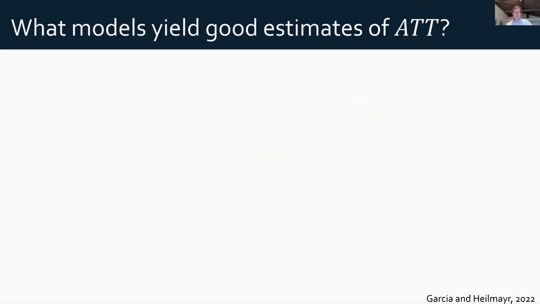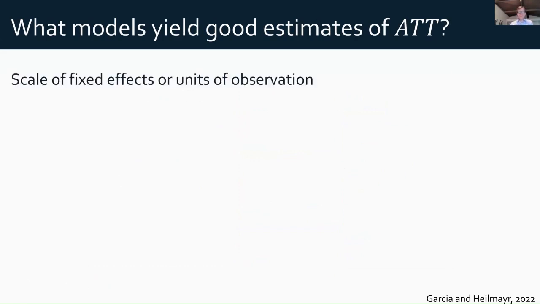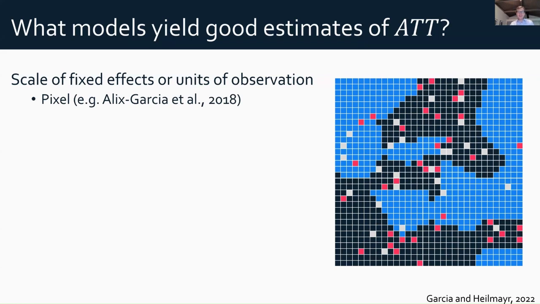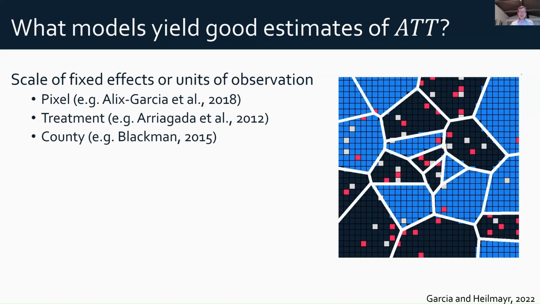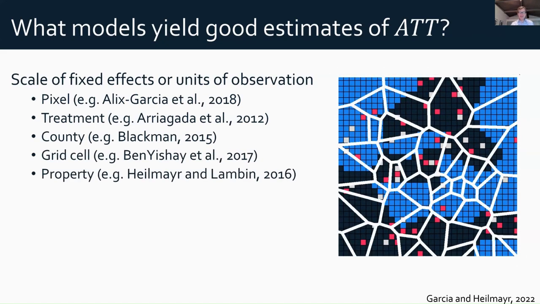Great. So we've got our diagnostics covered. And now we're going to throw that simulation model at a variety of different model structures. We can change the scale of fixed effects or the unit of observation to be either the pixel, the treatment, so this is a standard difference in differences model, the county, the grid cell, the property, right? Lots of different ways to aggregate the data.